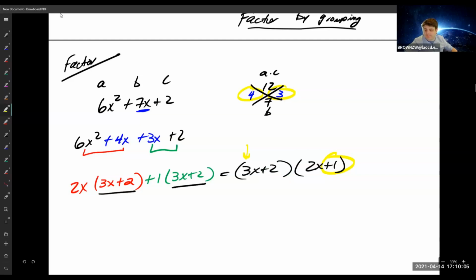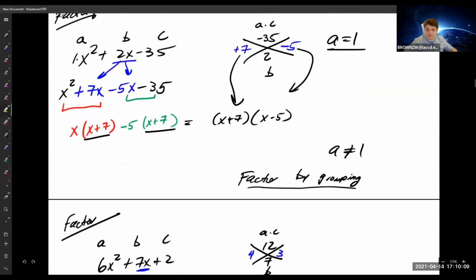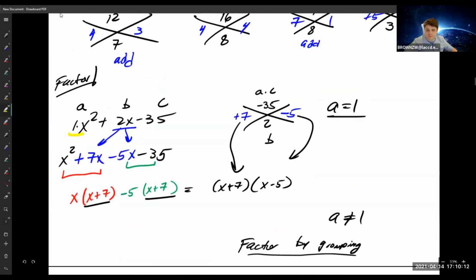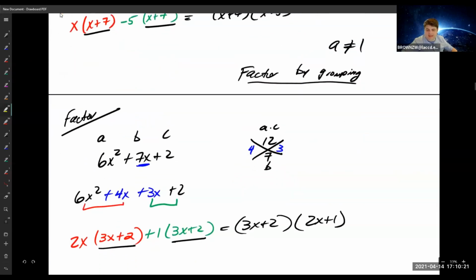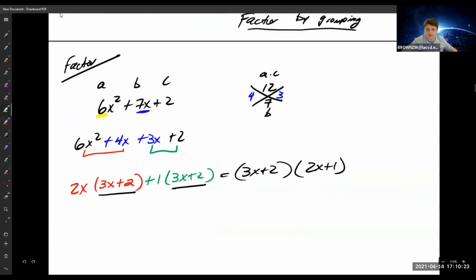So once again, the trick is, if the number in front is a 1, you can say that the numbers on the diamond are exactly the numbers for the factor. But if it's any other number, then you will have to go through and do the full factor by grouping. So here would be the example where A does not equal 1. That first value was other than 1, so we had to do the full factor by grouping.